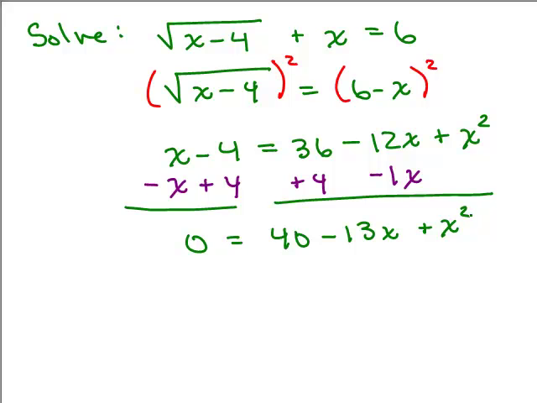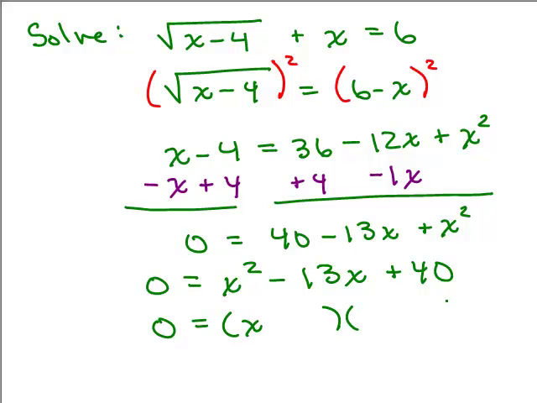Now personally, I think it's easier to write it where the x squared term's first, so I'm going to rewrite this as x squared minus 13x plus 40. This is one of our easier quadratic equations to factor. So we want factors of 40 that add up to negative 13. That'll be 8 and 5, so minus 5 and minus 8. So we have 0 equals x minus 5 times x minus 8.